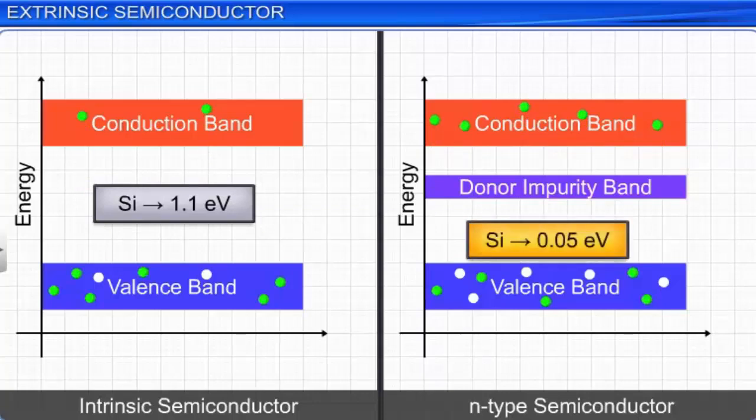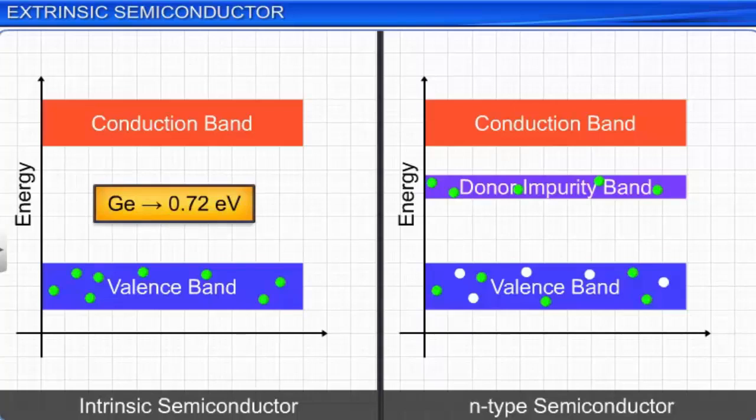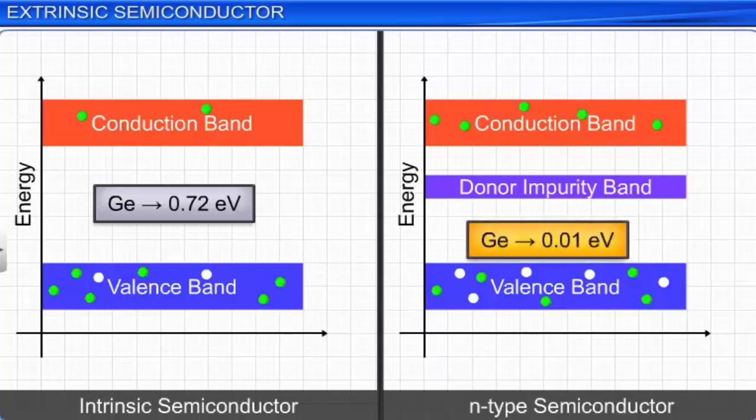Similarly, if the semiconductor crystal is made of germanium, the energy required for an electron to jump from the valence band to the conduction band is about 0.72 electron volt. If it is doped with a pentavalent impurity to a suitable level and converted to an N-type semiconductor, the energy required for an electron to jump from the valence band to the conduction band reduces to approximately 0.01 electron volt. Thus, the electrical conductivity of an N-type semiconductor is much better than an intrinsic semiconductor.